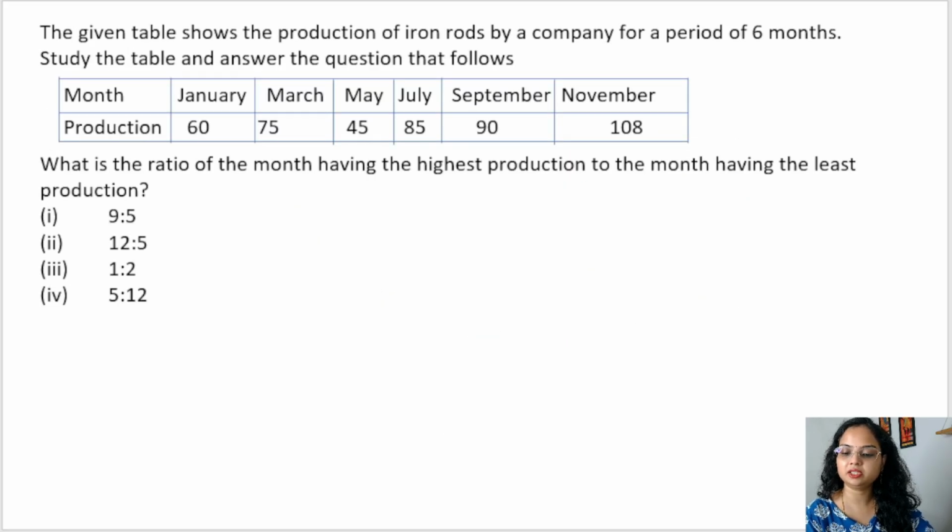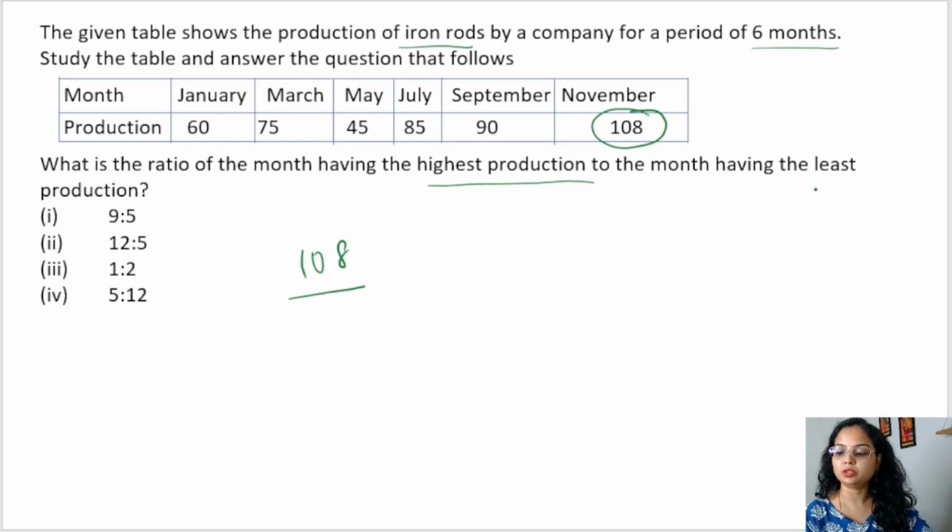Next one. This is the table given that shows the production of iron rods by a company for a period of 6 months. Study the table and answer the question that follows. What is the ratio of the month having the highest production divided by the month having the least production? Highest production, it is in November, it is 108. Least production, it is in May, it is 45. 9 into 12, 9 into 5, it is 12 is to 5.